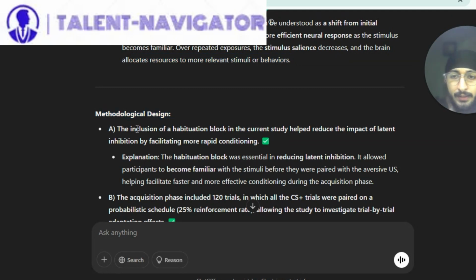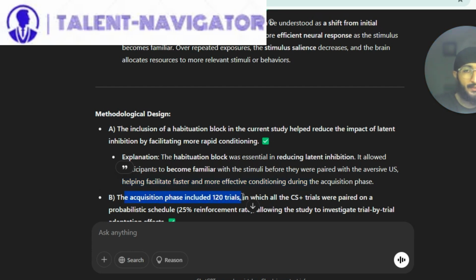Now, methodological design. The inclusion of a habituation block in the current study helped reduce the impact of latent inhibition by facilitating more rapid conditioning. The habituation block was essential in reducing latent inhibition. It allowed participants to become familiar with the stimuli before they were paired with the aversive unconditioned stimulus, helping facilitate faster and more effective conditioning during the acquisition phase.